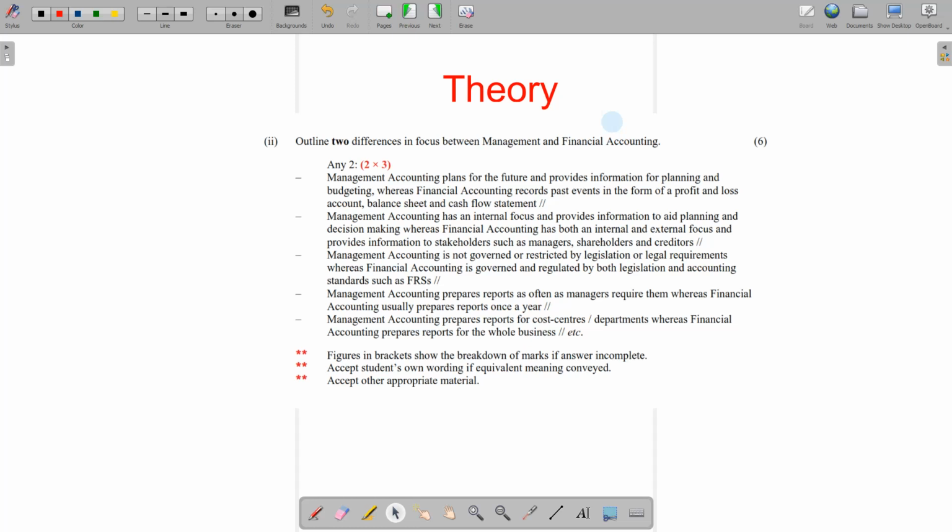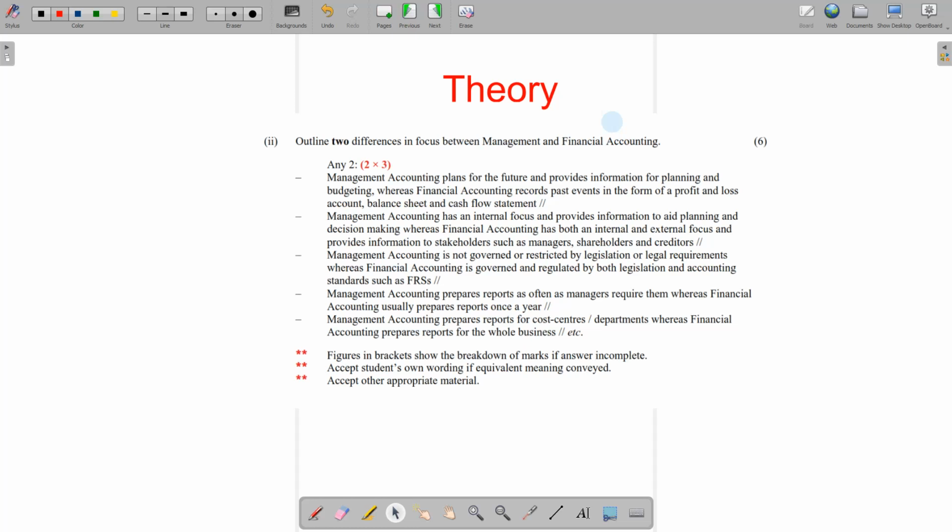It says management accounting prepares reports as often as managers require them, whereas financial accounting is usually prepared once a year. Management accounting prepares reports for cost centers and departments, whereas financial accounting prepares reports for the whole business. So I think the 2 strongest elements are management accounting is future looking, financial accounting is backwards looking, and management accounting is not governed by legislation, whereas financial accounting is strictly regulated.